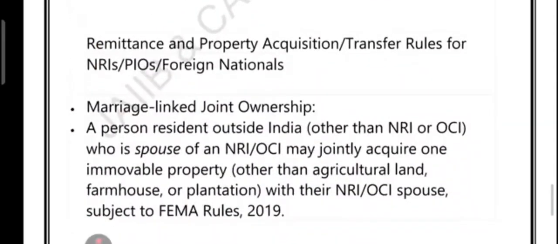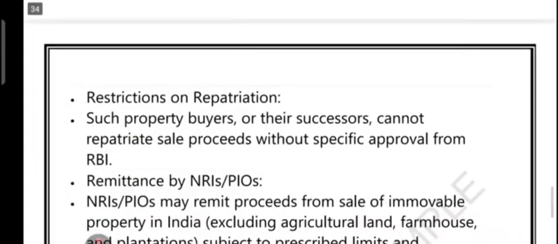Now let's talk about marriage-linked joint ownership. So what it is all about is that if you are married to an NRI or OCI but not one yourself, you can buy one property in India with them. No farmhouse or plantation is allowed, right? Then the next point is restriction on repatriation. If you buy under this rule, you or your heirs can't send the sale money abroad without special RBI approval.